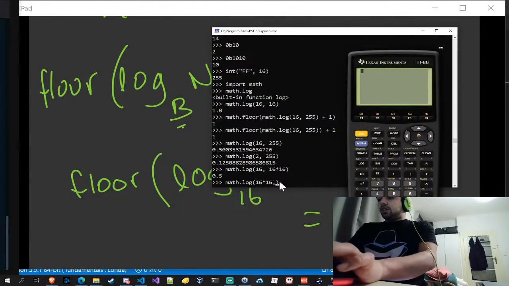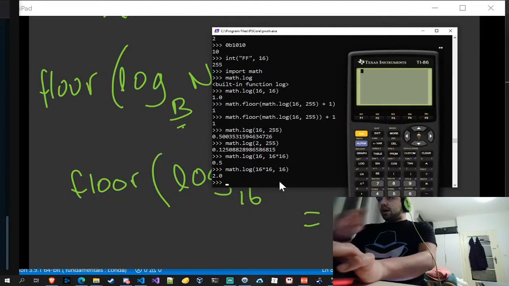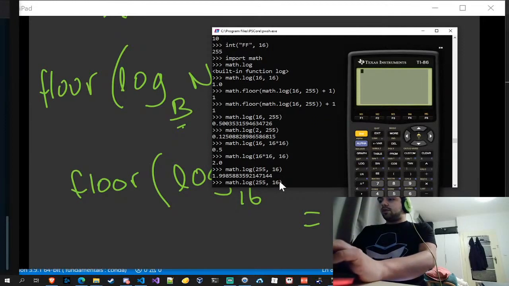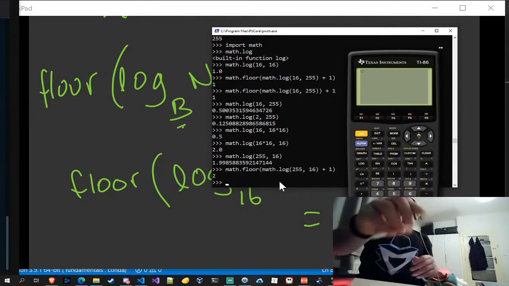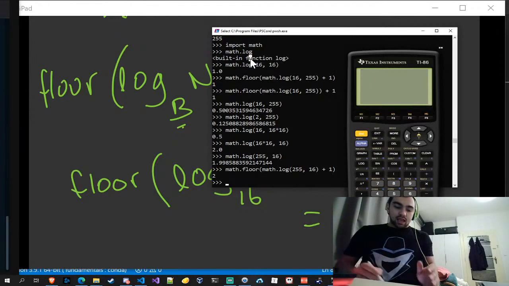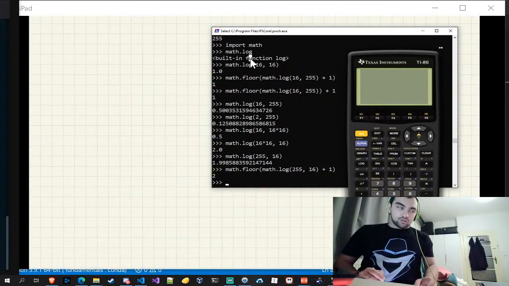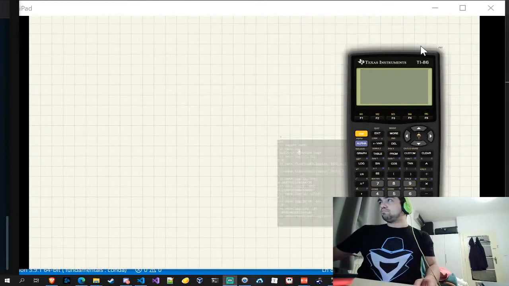So if I do this, for example, this is going to give us 2. Okay, so it's the other way around, I guess. Fair enough. So if we have 255 and 16, there we go. So plus 1, and we floor this. This makes sense now. People are asking what is log, so this gives us 2. It's kind of off the point, but I'll show you what log is pretty simply.